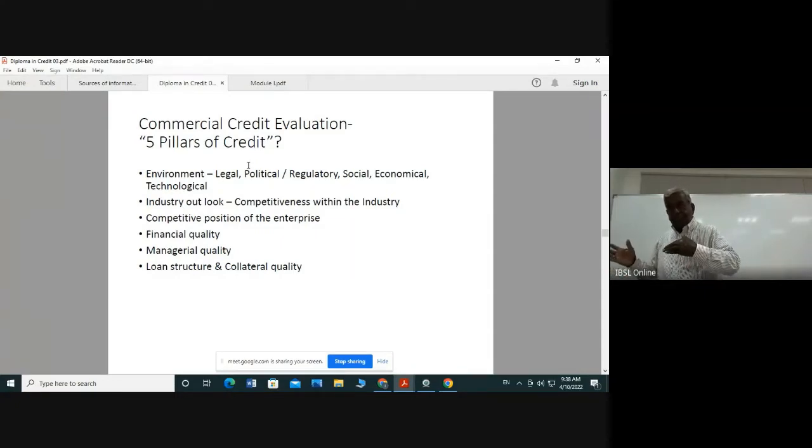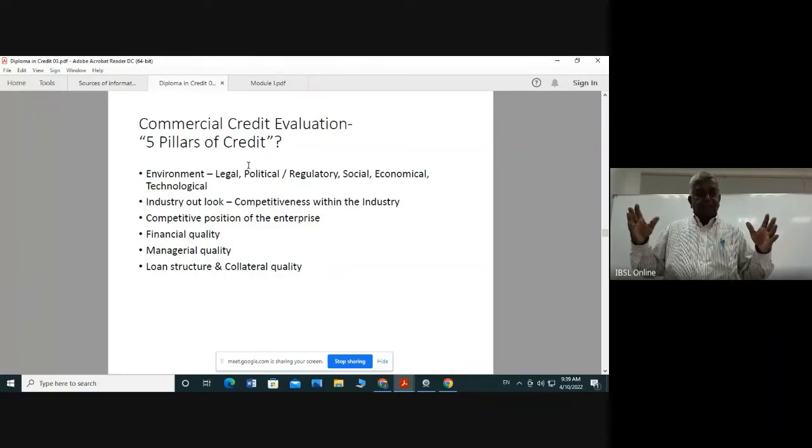So you must select the best credit facility to match your customer's request. For that purpose, we call it loan structuring. And then finally, collateral. What is the collateral? And the quality of the collateral you will analyze. Collateral quality. This is popularly known as the 5 pillars of credit. But when you see, there are 6 pillars.